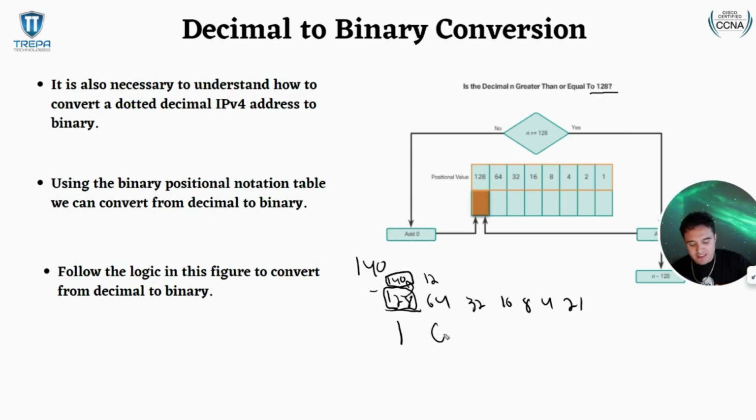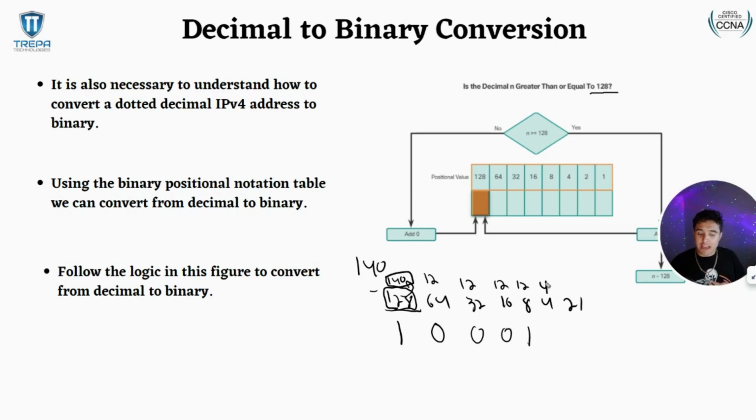Is 12 greater or equal to 64? It's not. It's way less. Off bit. Is 12 greater than or equal to 32? No way. Off bit. Is 12 greater than or equal to 16? No way. Off bit. Is 12 greater than or equal to 8? Yes, it is. And 8 does fit into 12. So, on bit. 12 minus 8 is what? 4.